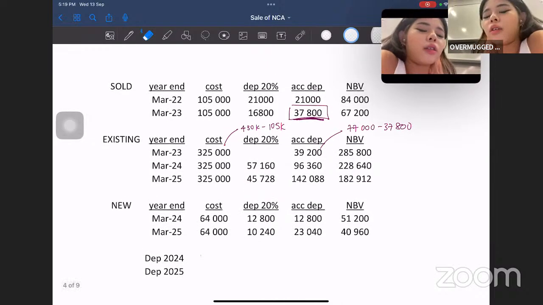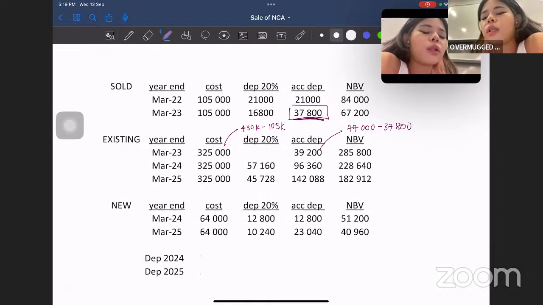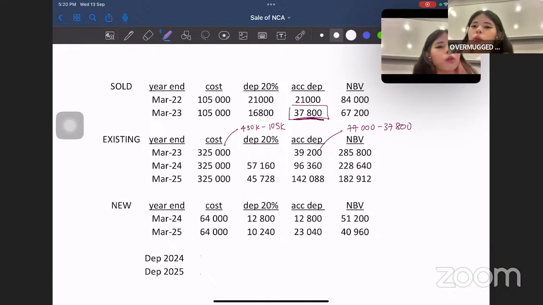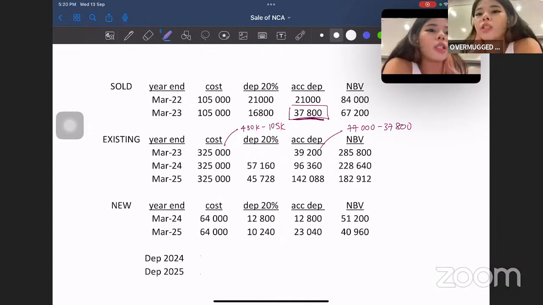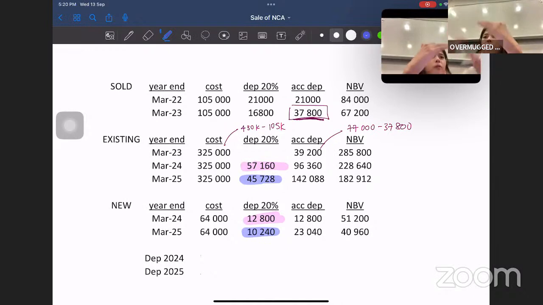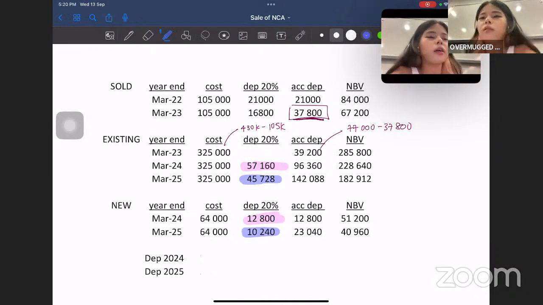Okay, so to find your depreciation for 2024 and 2025 is the same thing. I will actually just add them up. This one and this one, I'll add them up. And then for 2025, I'll add this and this up. So I will just follow according to the table, columns, and rows. So you will realize that with this table, everything is just very neat. And when you answer the question, you will just pluck it out from the table.